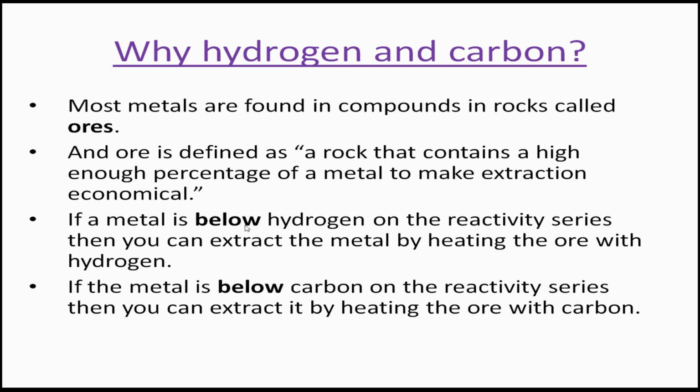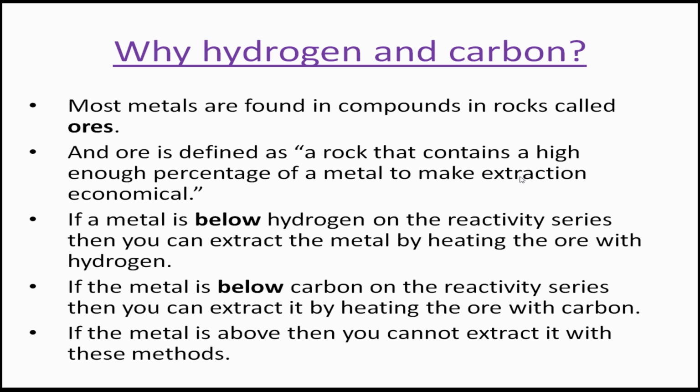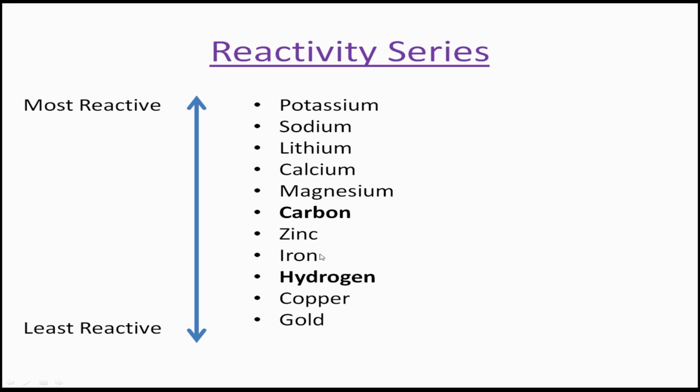Now what this does mean is if you've got something that's between hydrogen and carbon on the reactivity series, and if you remember carbon's slightly above it, you won't be able to extract it with hydrogen, and we'll have a look at that now. Okay, so if we've got iron, which is below carbon on the reactivity series, we could extract it from its ore using carbon.